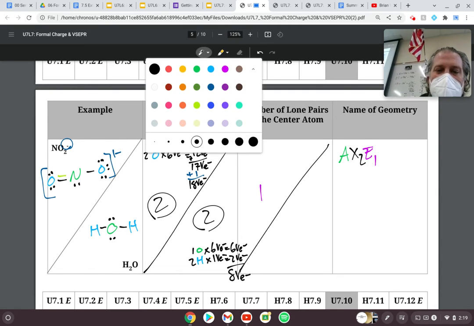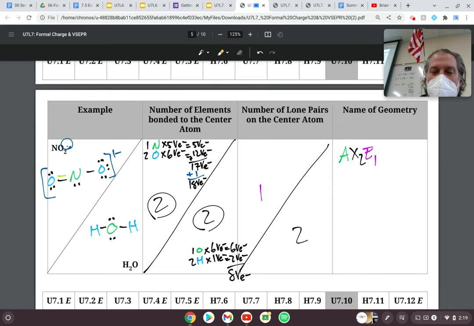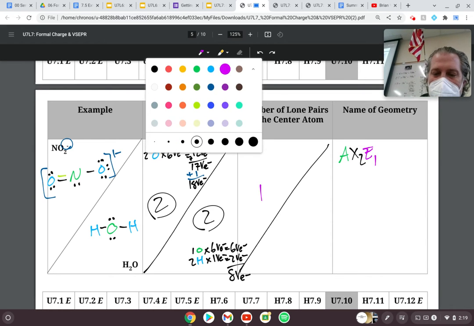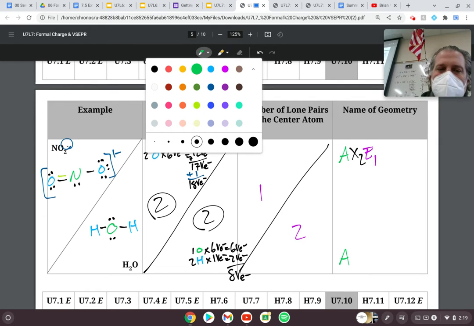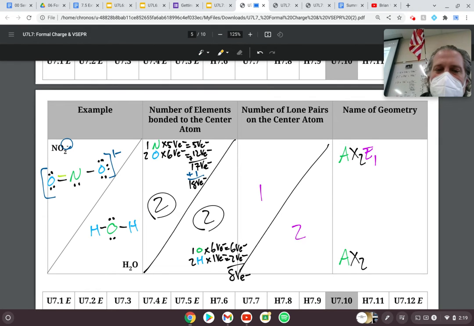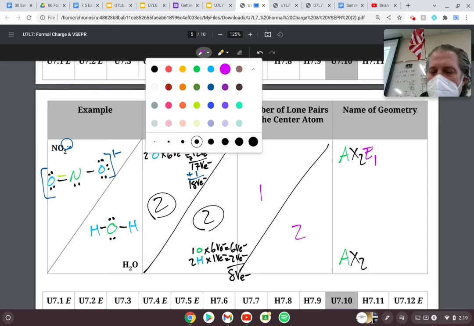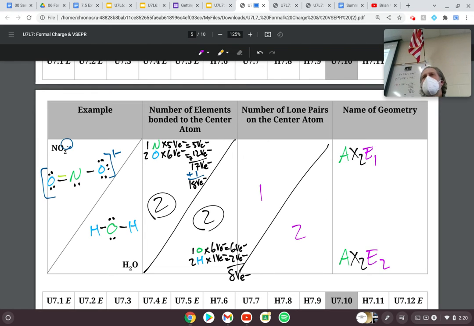There are 2 unshared pairs of electrons on the central atom. And so this coding scheme would be AX2E2.